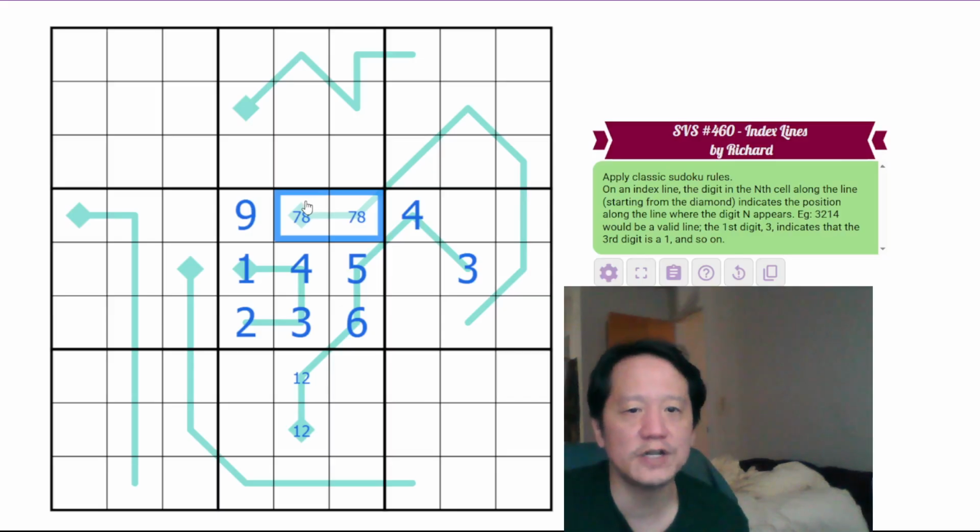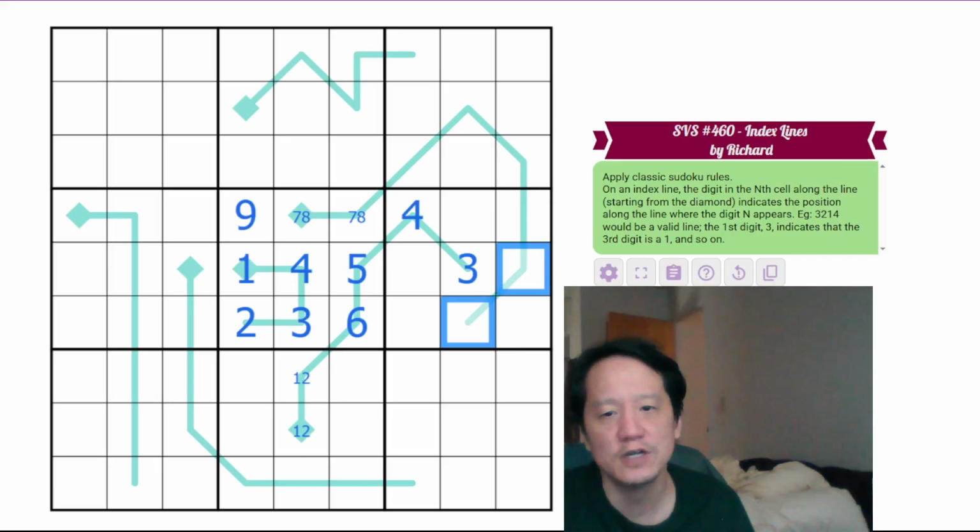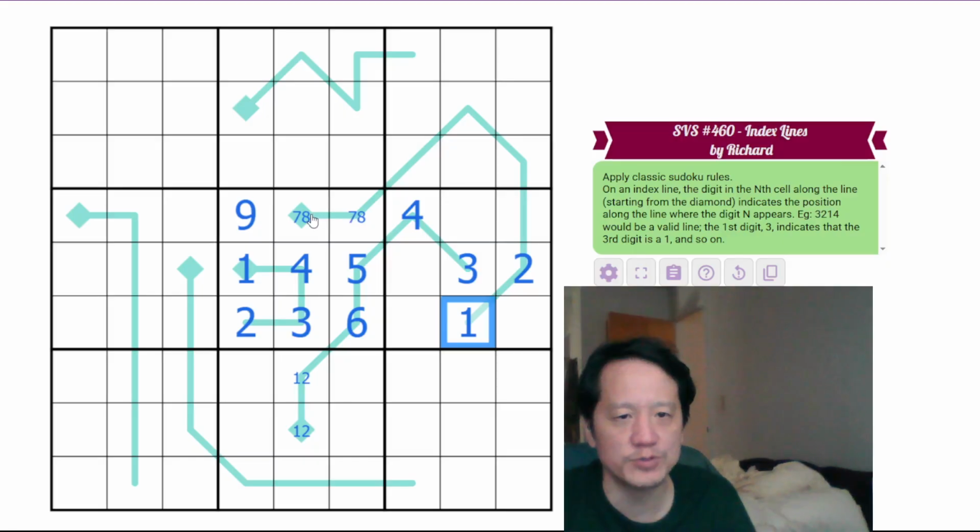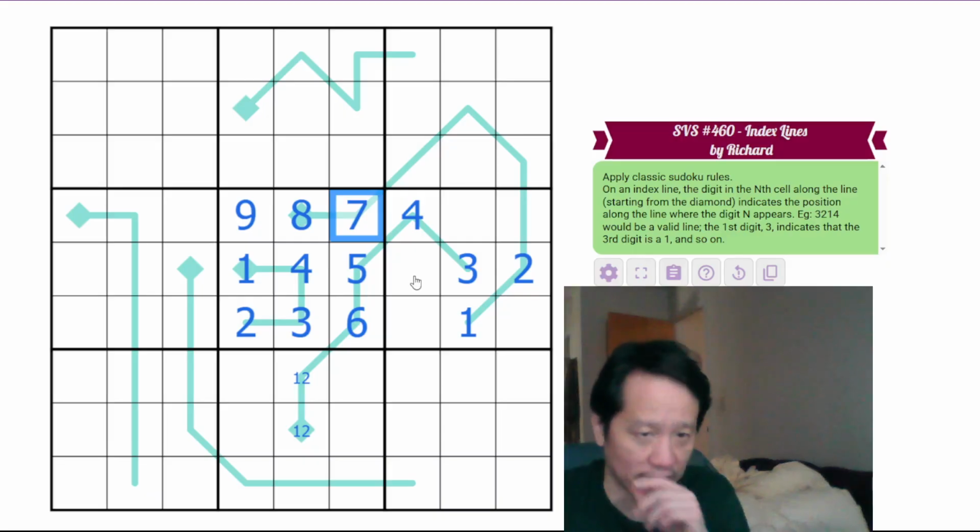Okay, this is 7 and 8 here, which means 1 and 2 must be in the 7th and 8th position. So this is 1 and 2. 1 eliminates 1 here, so that's 2, which makes this 1. This is saying 8 has to be in the first position, so this is 8, and 7 has to be in the second position, so that's 7.